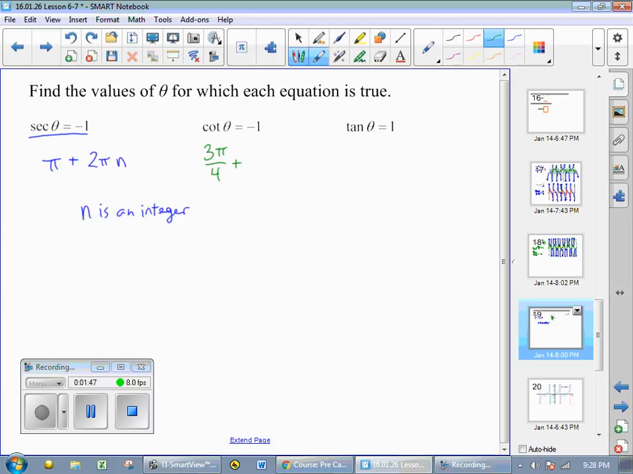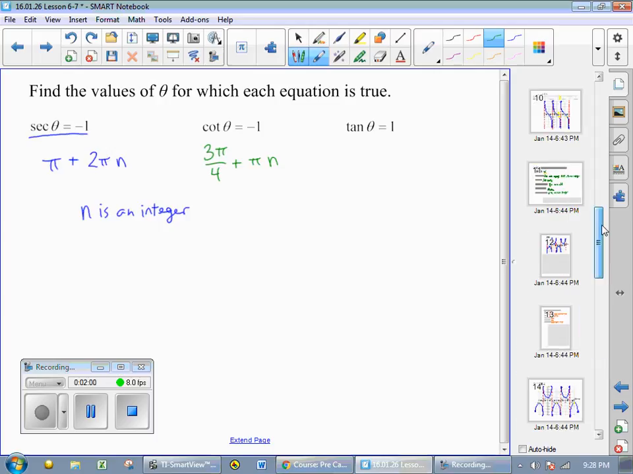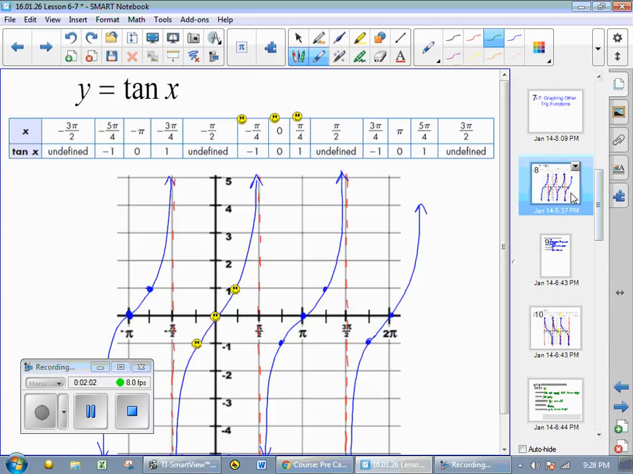And my next one, instead of 2 pi n, it's going to be pi n. And this time n is still an integer, but because the period is pi, it's going to be back at -1 every pi units. And last one is tangent at 1, so we go back to our parent function.